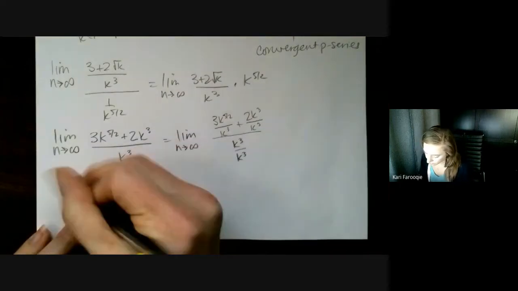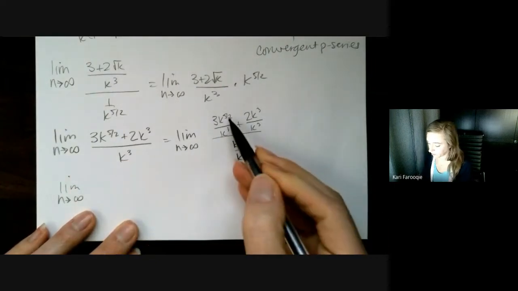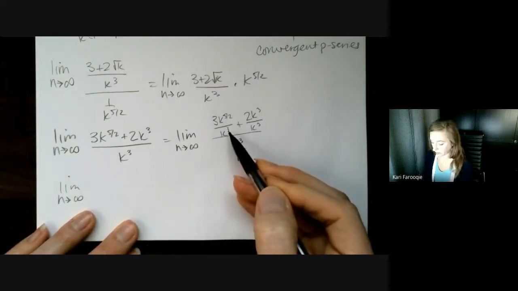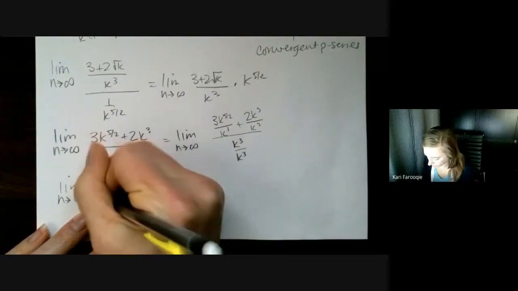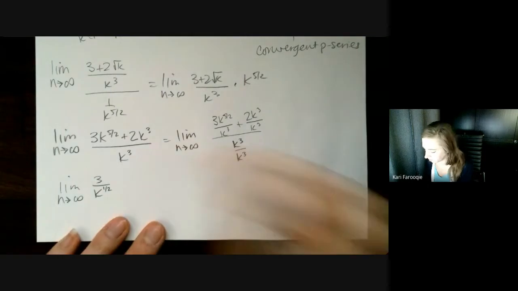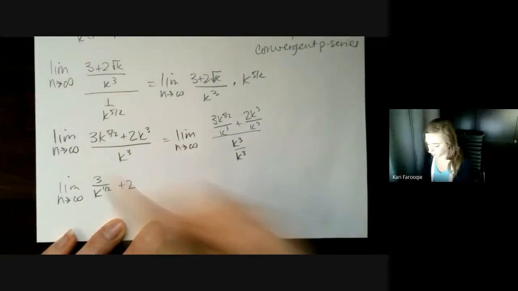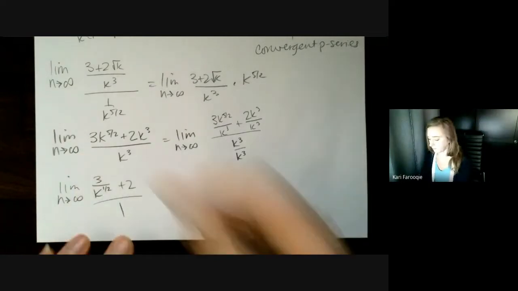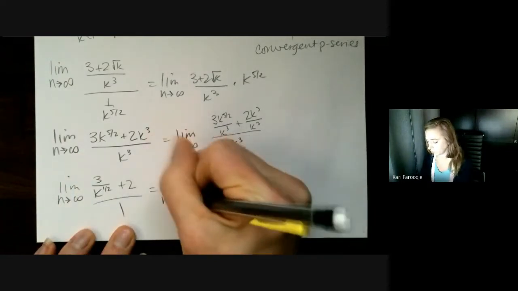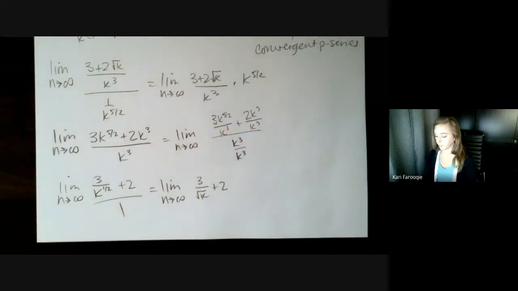We'll rewrite this limit. And 5 halves minus 3 is negative half. So you're going to have 3 divided by k to the 1 half. If you want to switch that to the square root of k, that's also fine. Plus 2. And then in the denominator, you just have 1. Now, I'm writing this probably one more time than you would write it. But it's going to end up looking like this before you actually take the limit.